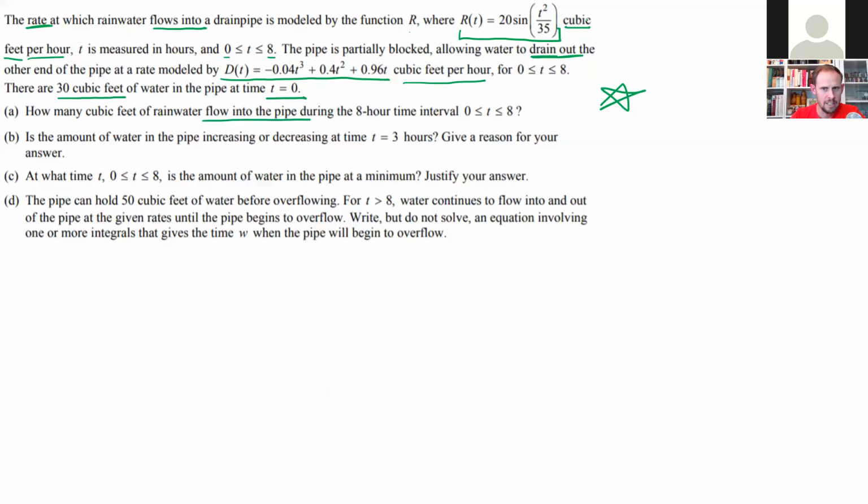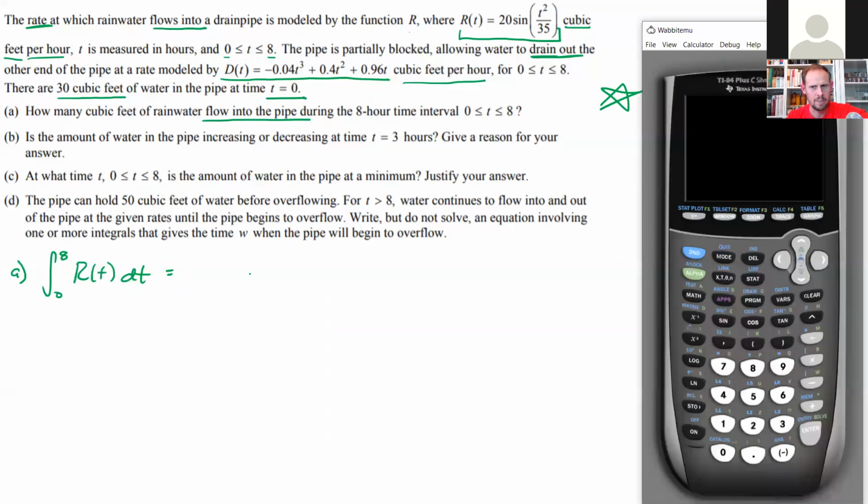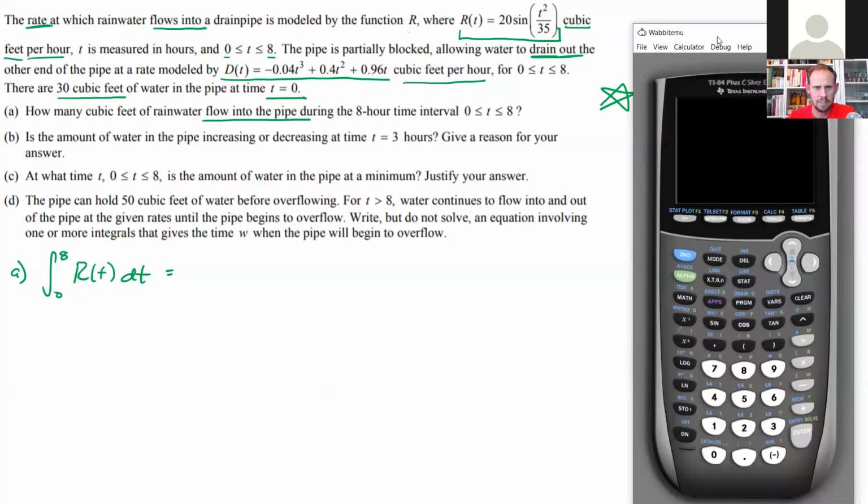Well, flowing in is modeled by R. So if we want to know how many cubic feet actually flow in, we would just integrate R of t with respect to t from 0 to 8. Now this is a calculator active question because they're not expecting you to know how to take the integral of sine of t squared. So we would just go right over to our calculator where I've already got these typed in.